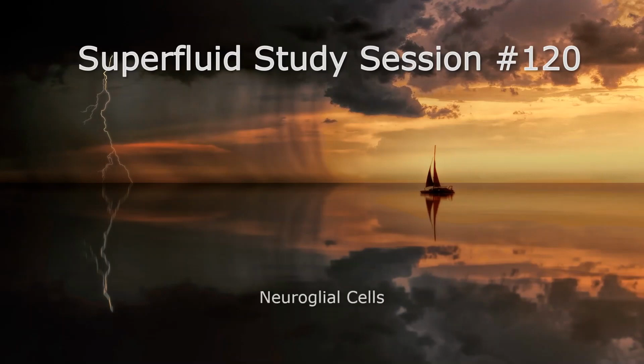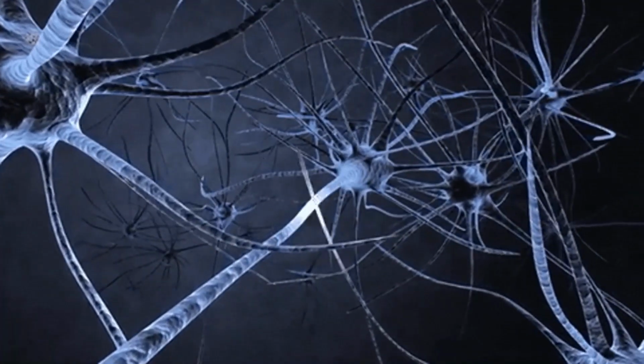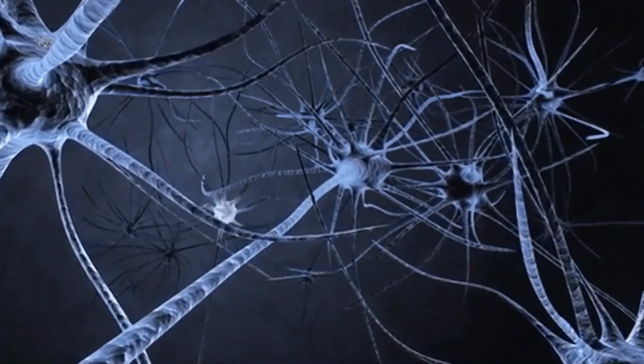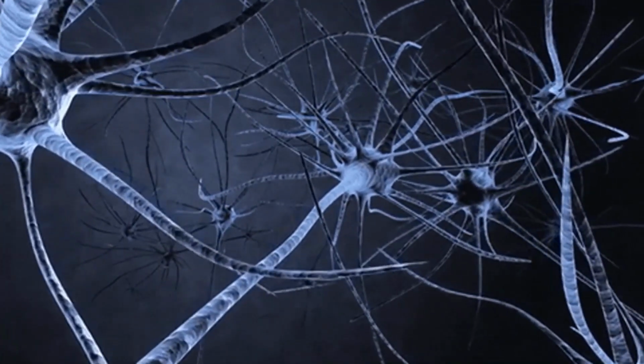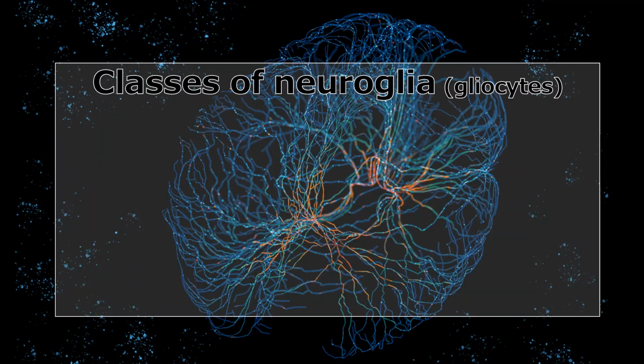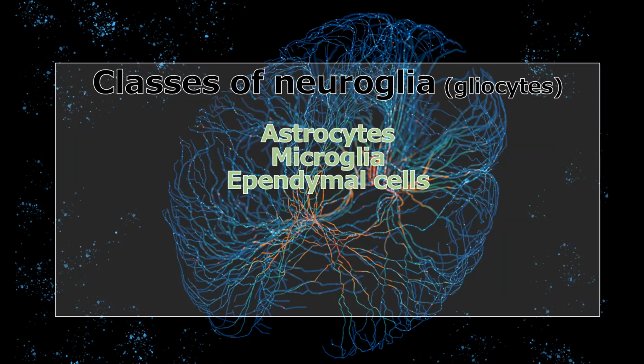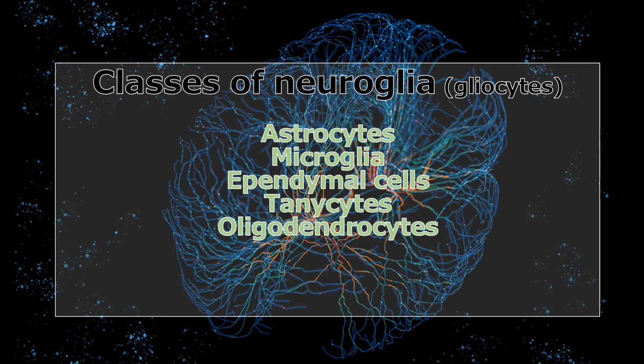Okay, so last time we dealt with these neurons, and we mentioned that there's another type of nervous cell that's very important that's not a neuron, and we collectively refer to these as neuroglia. Or sometimes they're called gliacytes, even though it's kind of an old-fashioned term. Depending on where you are in the nervous system, you can see different types of these neuroglia: astrocytes, microglia, ependymal cells, tanycytes, and oligodendrocytes.